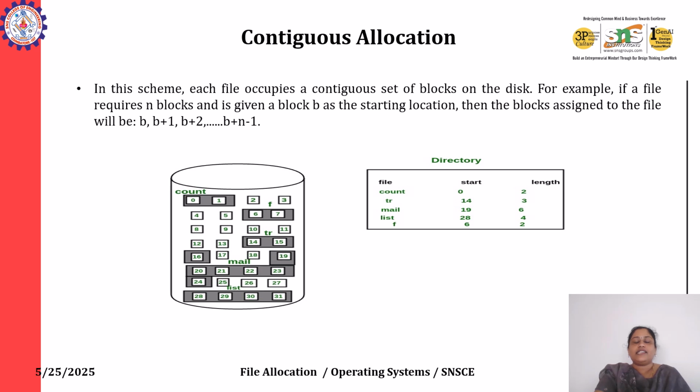Now we'll see what contiguous allocation is. As I told you previously, contiguous allocation means continuous sets of blocks are allocated for a particular file. In the directory structure of contiguous allocation, we will have the starting address of the file as well as the length of the file. This is how the directory structure is given for contiguous allocation.